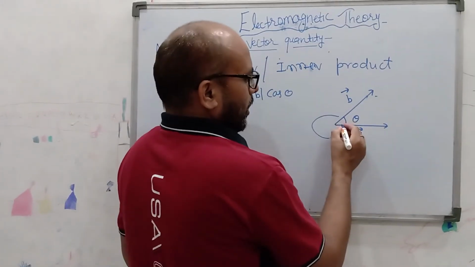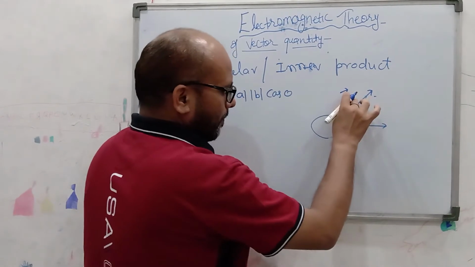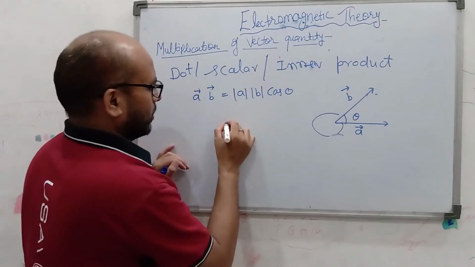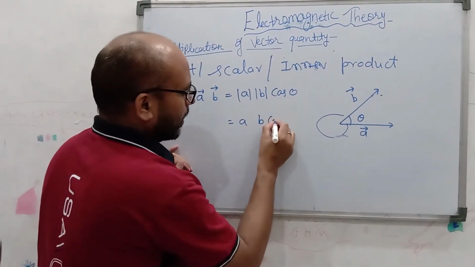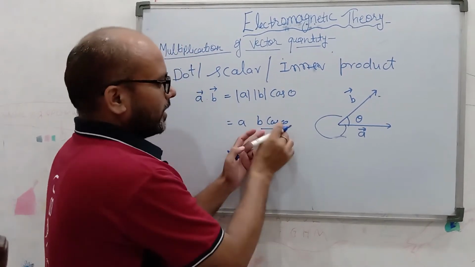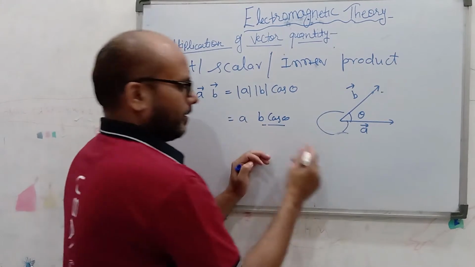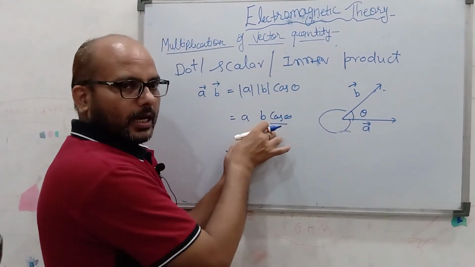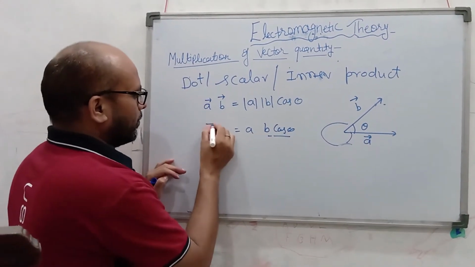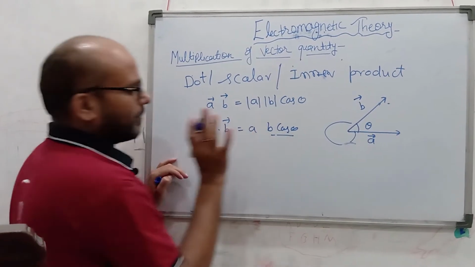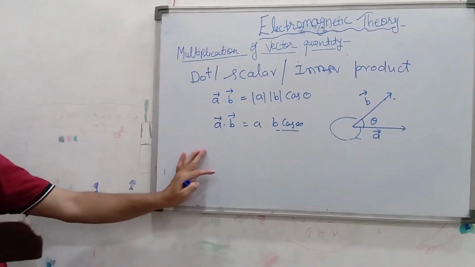Or B, what is B cos theta? So here A B cos theta. So B cos theta is the projection along A. So A dot B equals A times the projection of B along A, which is AB cos theta.